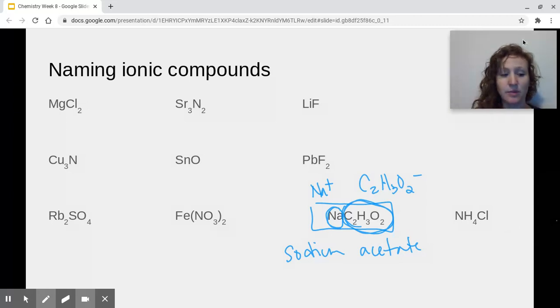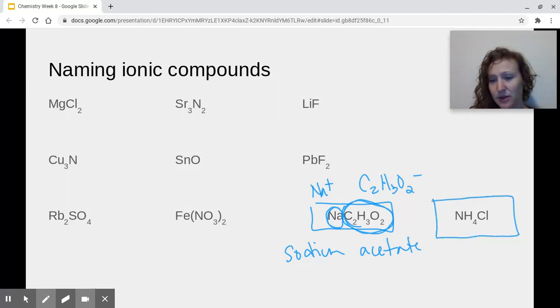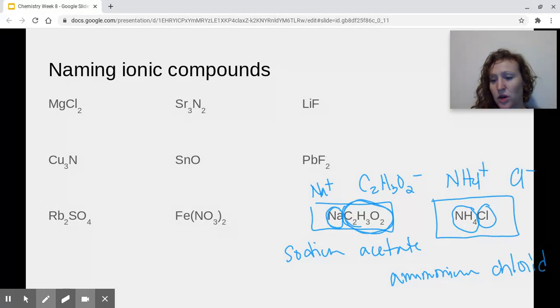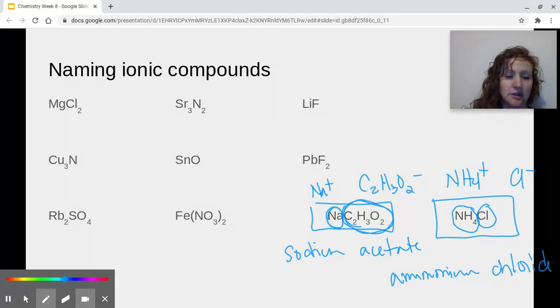We can do the same thing with this compound over here. This is an ionic compound, and it's made from NH4+, which is ammonium, and Cl-, which is the chloride ion. So the name of that compound is ammonium chloride.